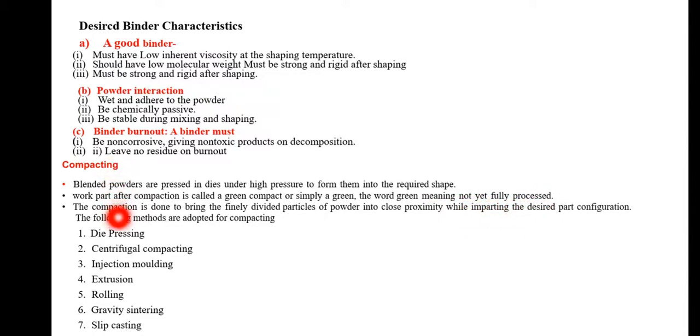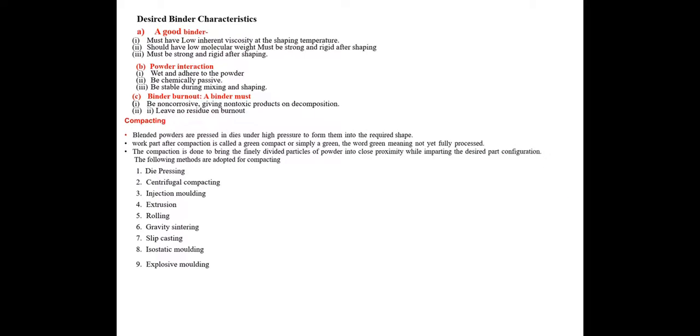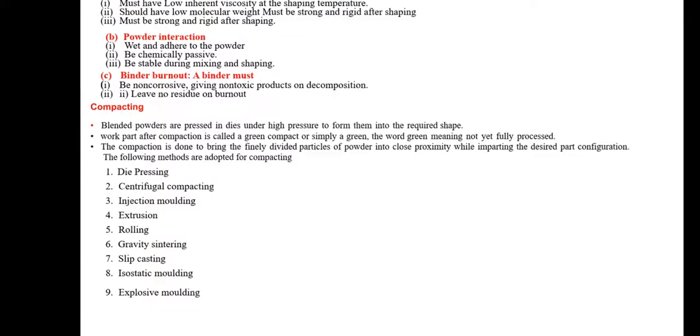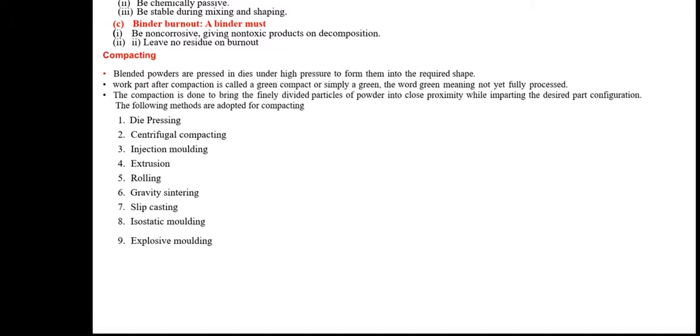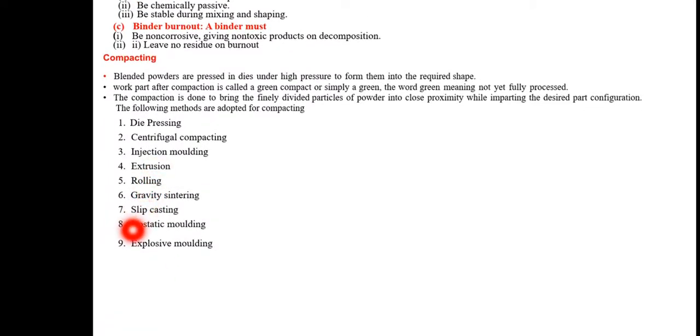The compaction is done to bring the finely divided particles of powder into close proximity while imparting the desired part configuration. The following methods are adopted for compacting: die pressing, centrifugal compacting, injection molding, extrusion, rolling, gravity sintering, slip casting, isostatic molding and explosive molding.